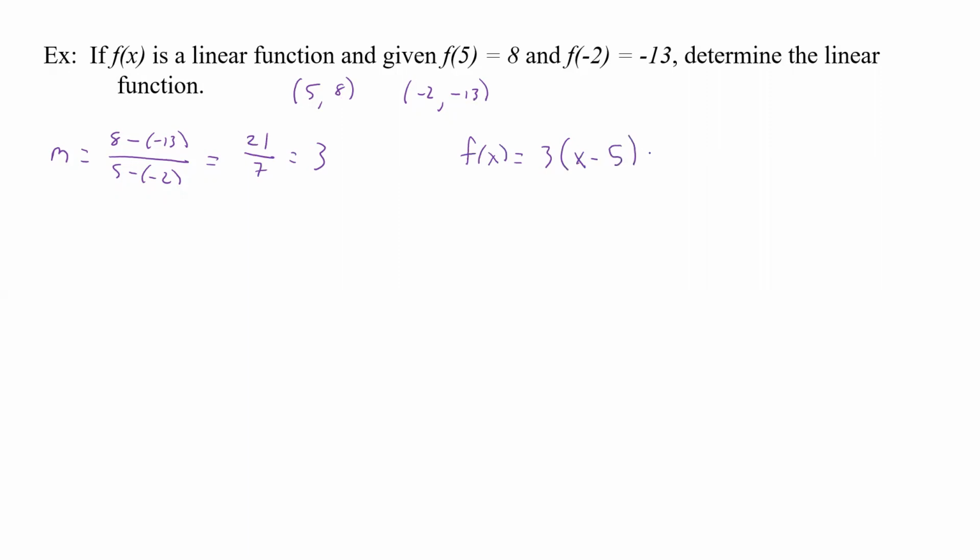And then what we had was plus y1, which was the 8. And so now we get 3x minus 15 plus 8. And so that's equal to 3x minus 7. And so my linear function is f of x equals 3x minus 7.